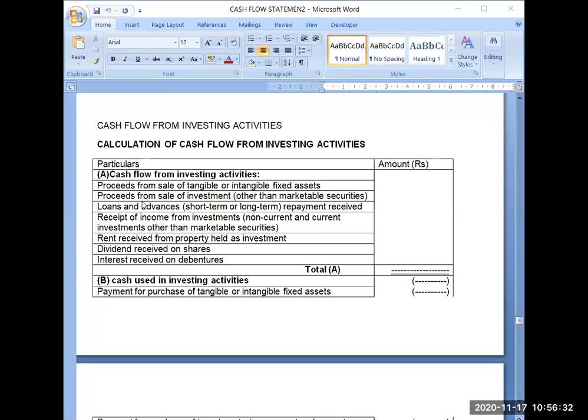Then proceeds, loans and advances, repayment received. If you have given any loan and advance to anyone, it may be some other company, whether it is short term or long term. So if you are getting money back, the principal amount you are getting back, that is called repayment received. So it will also be an inflow.